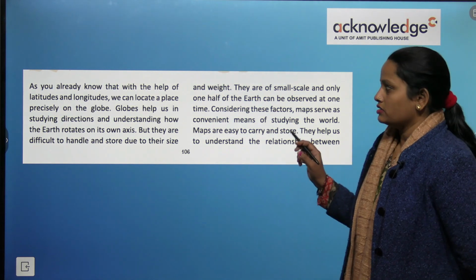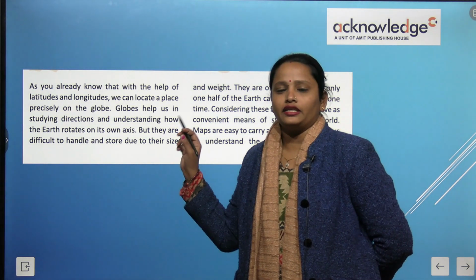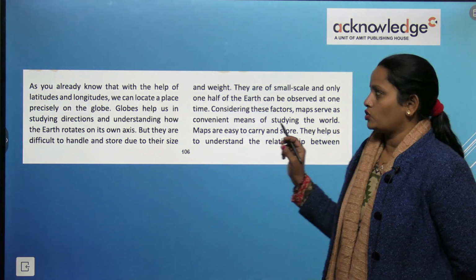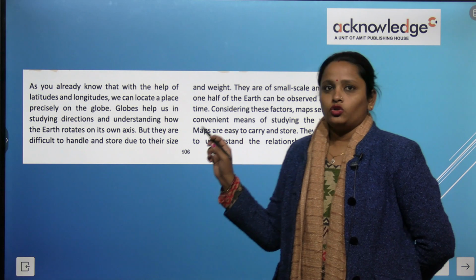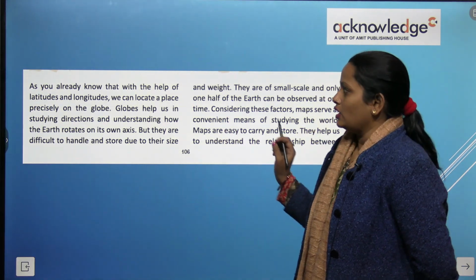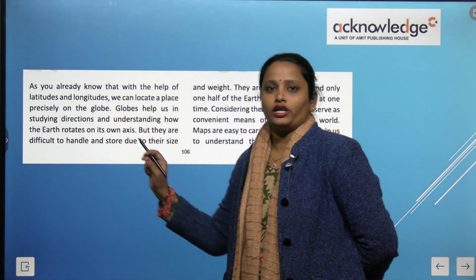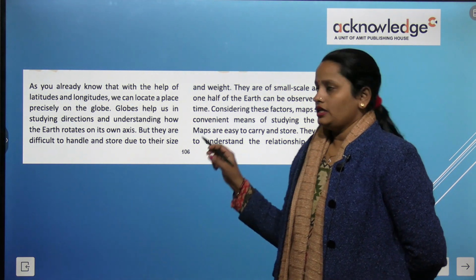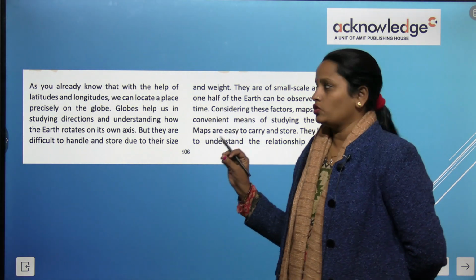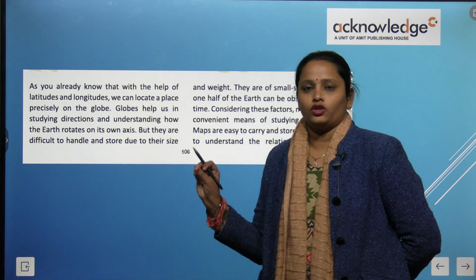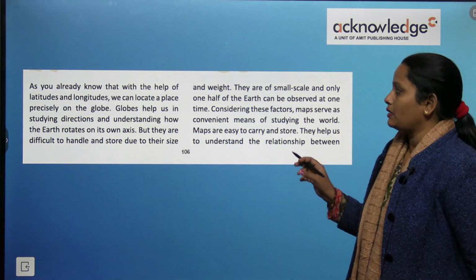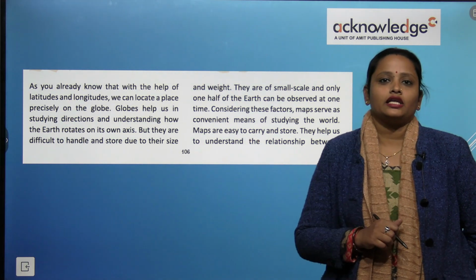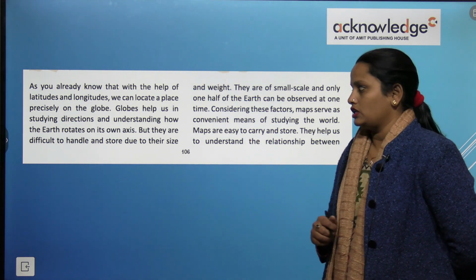So children, हमें पता है कि latitudes और longitudes को जब आपस में ये दोनों meet करते हैं, तो because of this हम places को globe पे locate कर सकते हैं कि अगर a particular latitude किसी particular longitude से मिल रहा है तो वहाँ पे कौन सी place है. ग्लोब जो है हमें different directions को भी पढ़ने में हेल्प करते हैं और ये भी बताते हैं कि अर्थ कैसे अपने एक्सिस पे रोटेट कर रहा है.